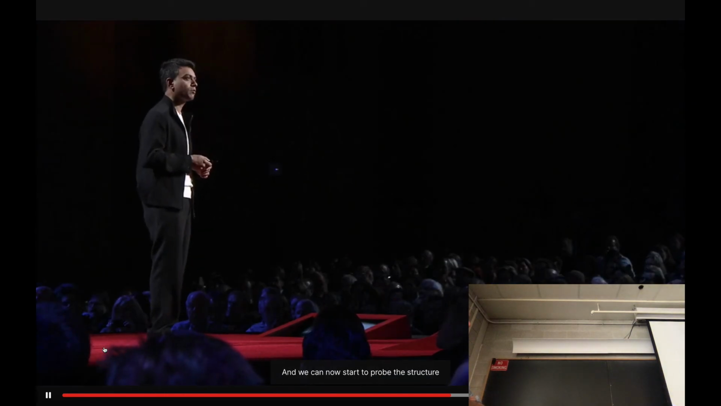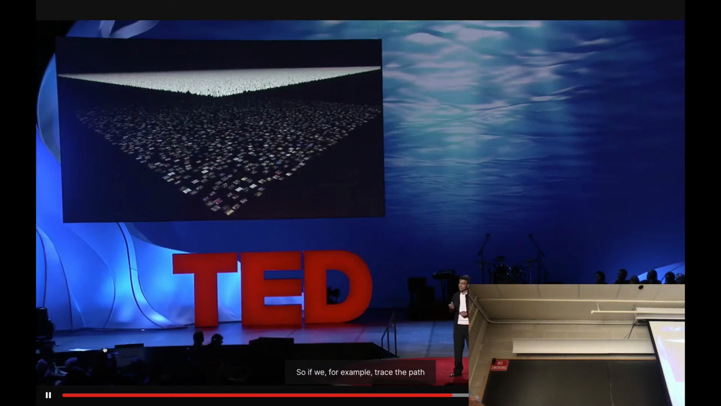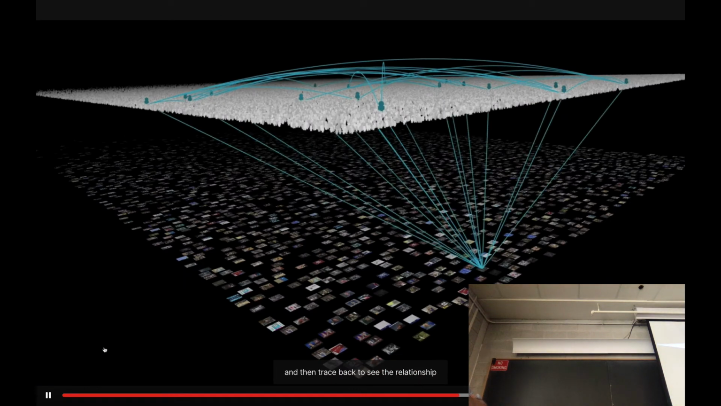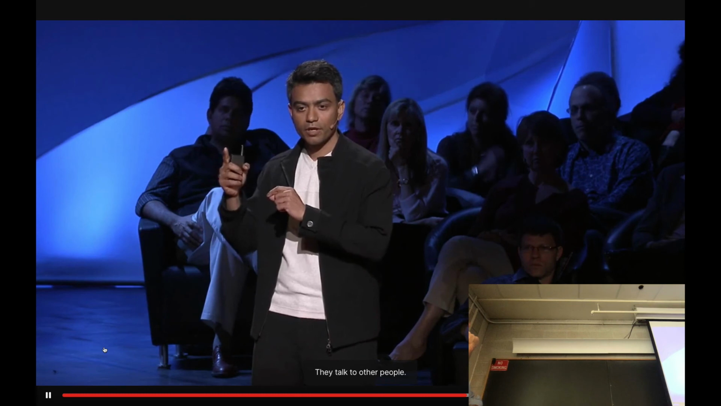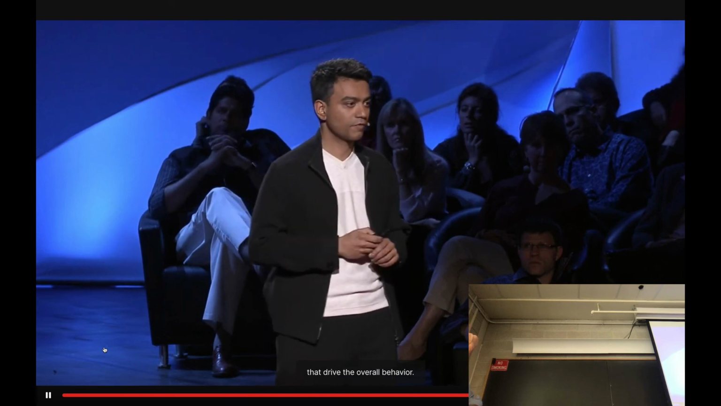And we can now start to probe the structure in interesting ways. So if we, for example, trace the path of one piece of content that drives someone to comment on it, and then we follow where that comment goes and look at the entire social graph that becomes activated, and then trace back to see the relationship between that social graph and content, a very interesting structure becomes visible. We call this a co-viewing clique, a virtual living room, if you will. And there are fascinating dynamics at play. It's not one way. A piece of content, an event, causes someone to talk. They talk to other people. That drives tune-in behavior back into mass media. And you have these cycles that drive the overall behavior.